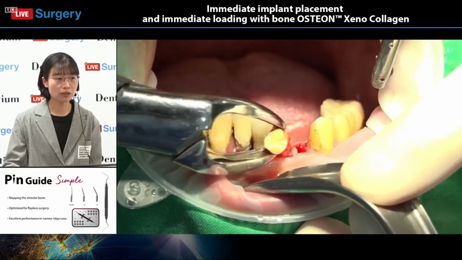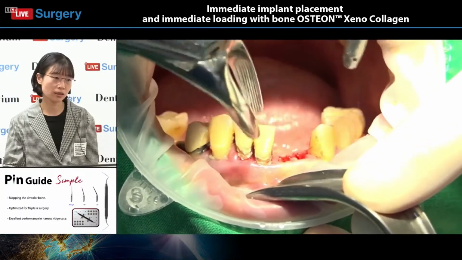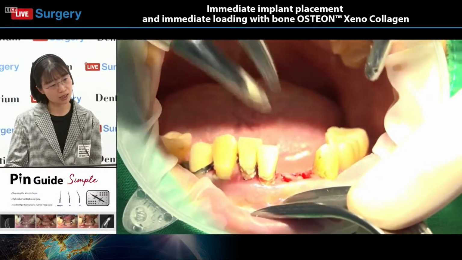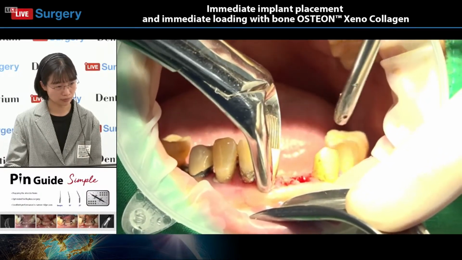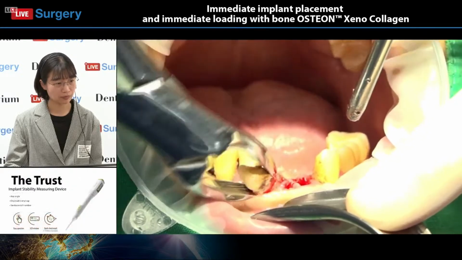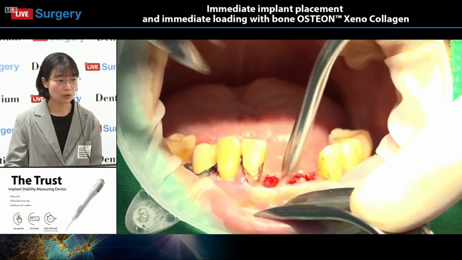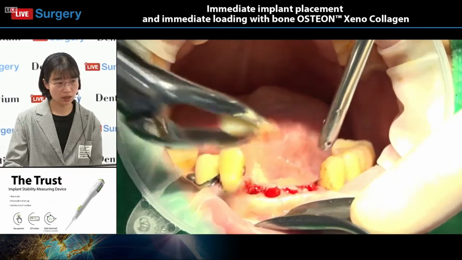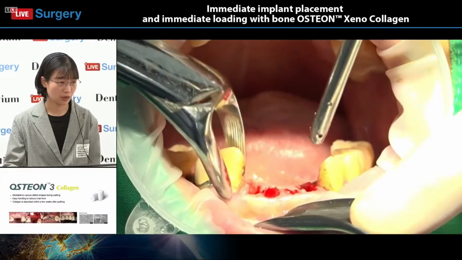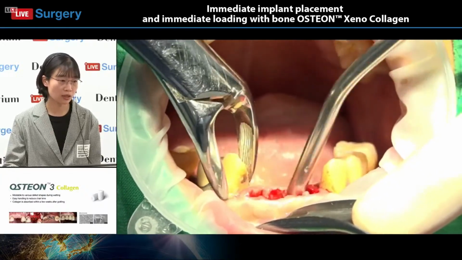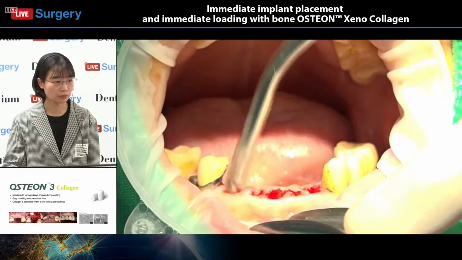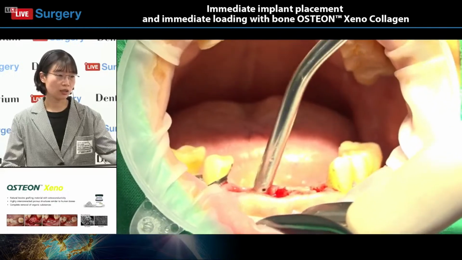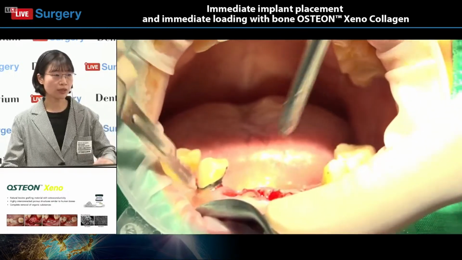We can see the mobile tooth is extracted very softly. And also we can see much granulation tissue in the extraction socket, and pus discharge around the tooth. Okay, he did the tooth extractions perfectly.